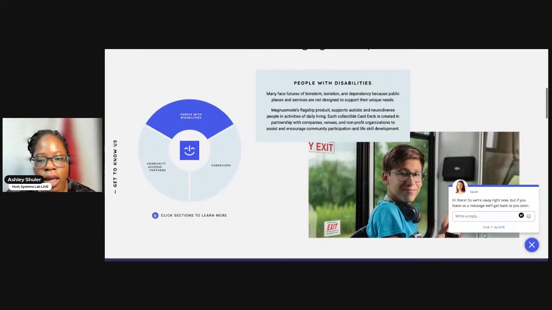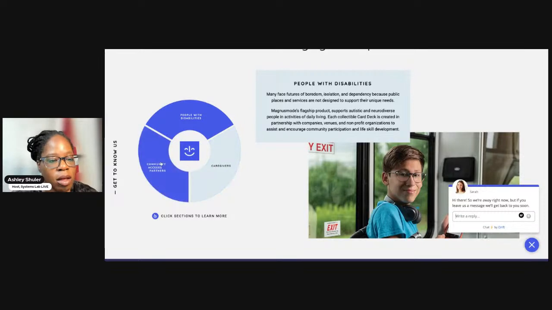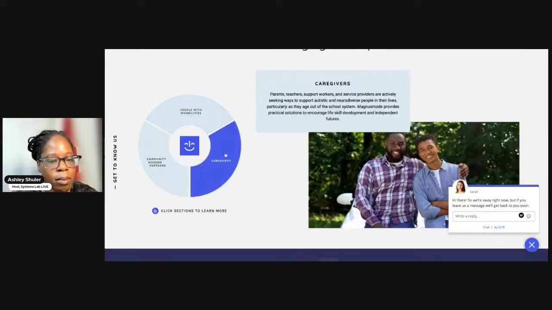So, bridging the gap: many people with disabilities face futures of boredom, isolation, and dependency because public places and services are not designed to support their unique needs. And that is very true. Hands down, public places and services do not support persons that have disabilities. Okay. And I like this. So they have caregivers.